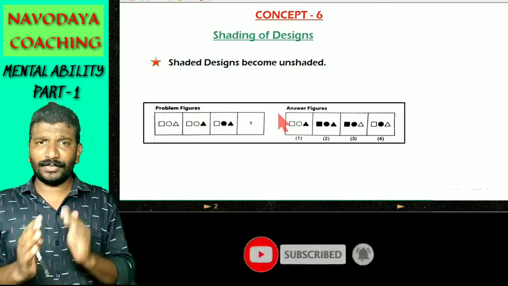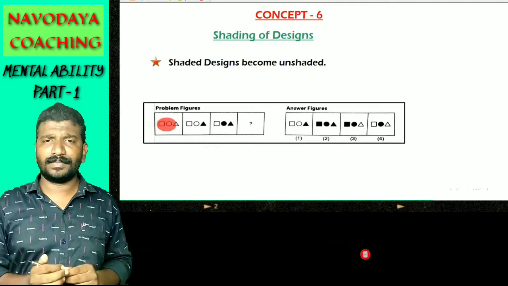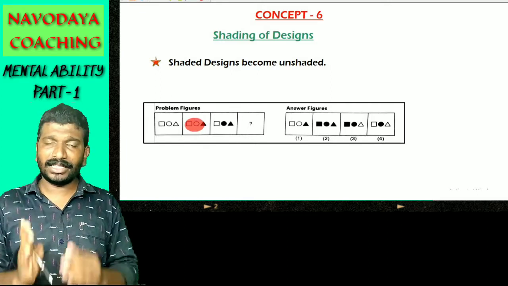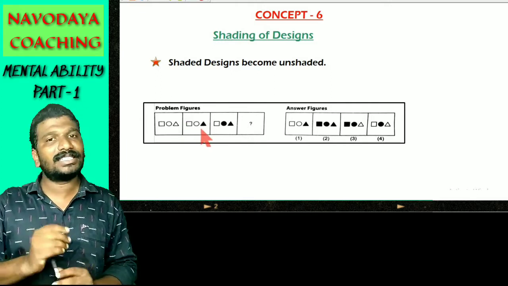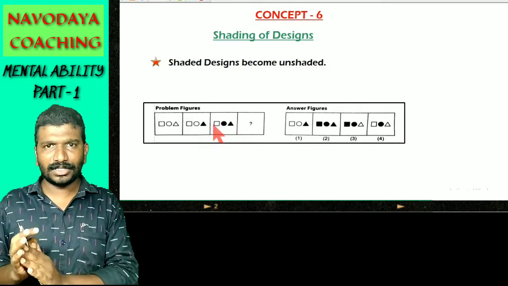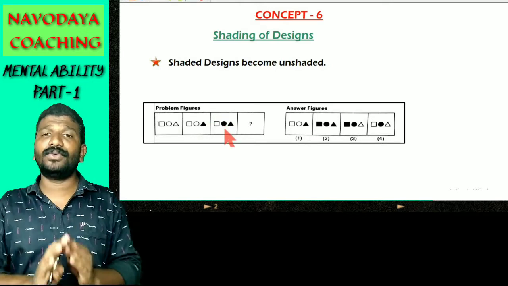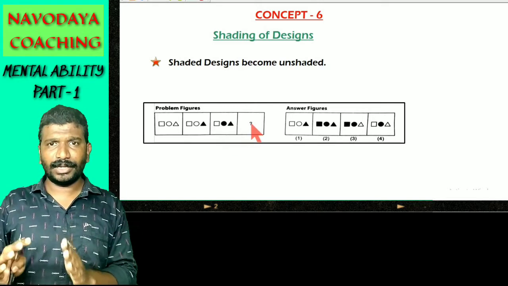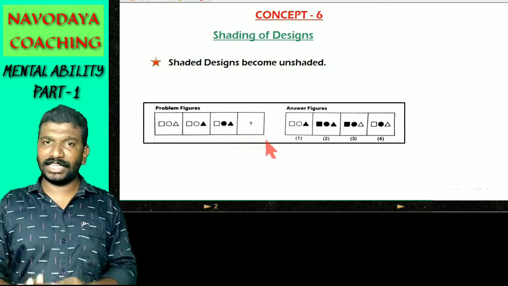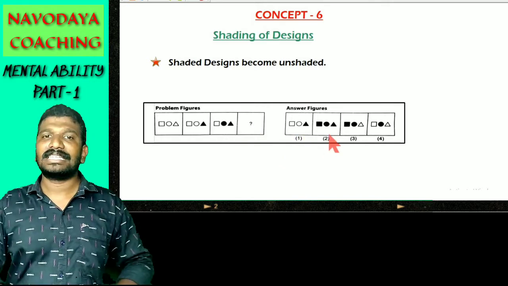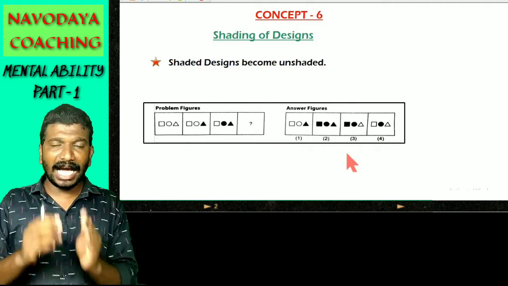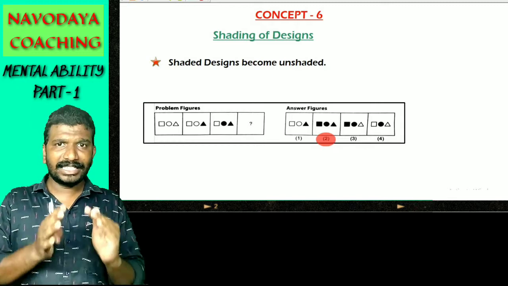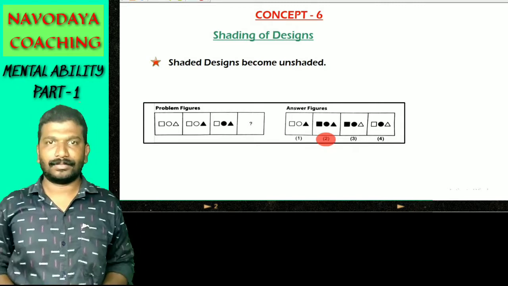In the problem figure, in the first box, there are 3 figures. The 3 figures are unshaded. In the second box, in the 3 figures, 1 figure is shaded. In the third box, in the 3 figures, 2 figures are shaded. Automatically in the fourth box, they must need 3 figures with 3 figures shaded. Then automatically the answer is the second one. That is the concept number 6, shading of designs.